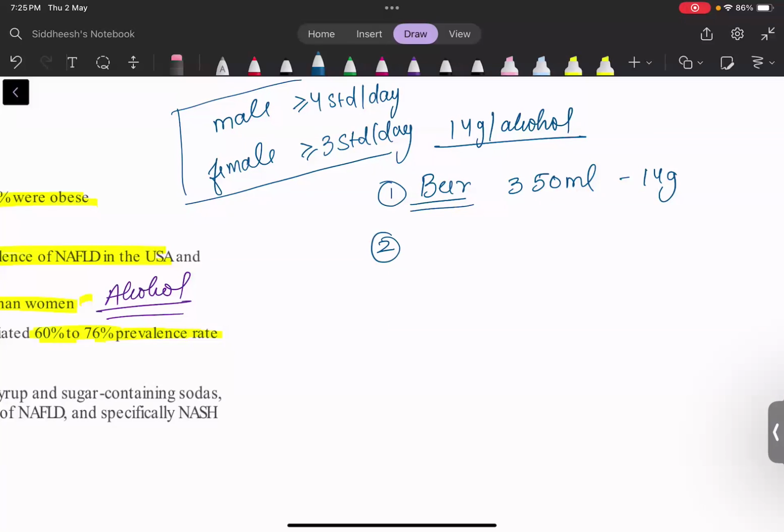What about people who love wine, red wine, all those things? Wine, around 148 to 150 ml, contains around 14 grams of alcohol. This is what is known as significant alcohol intake.